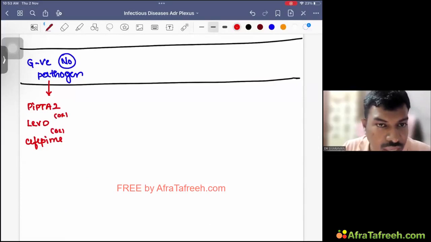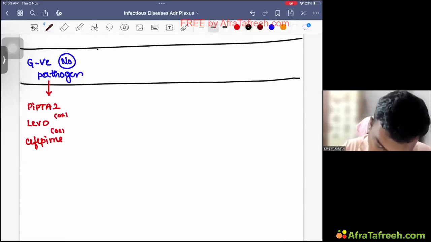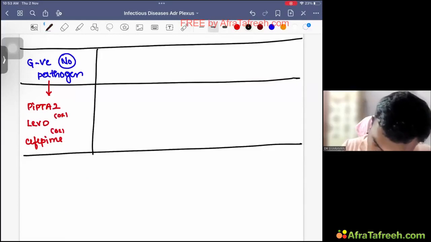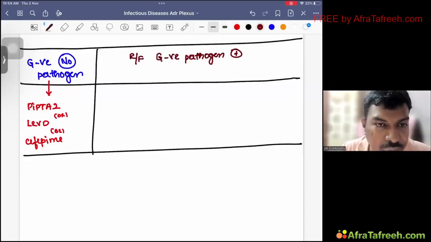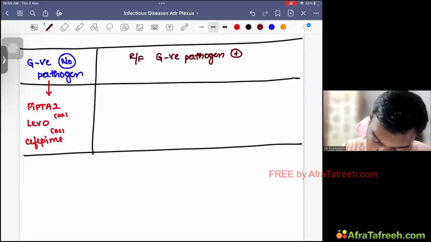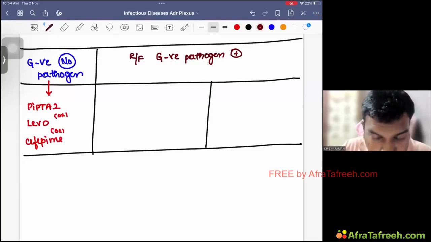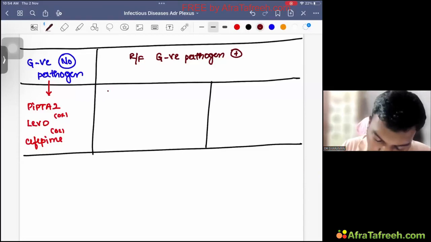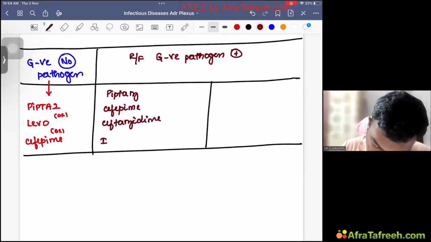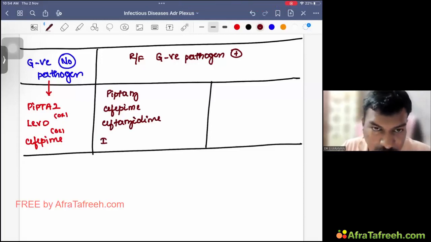Next, when the patient has gram negative pathogen risk factor present, then in those patients you give piptaz, cefepime, ceftazidime, imipenem, or meropenem. So all are our pseudomonal drugs.